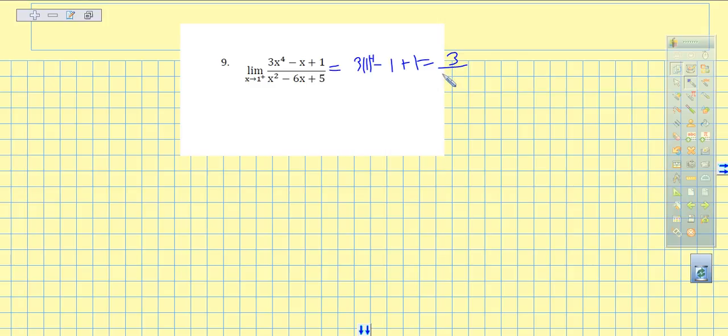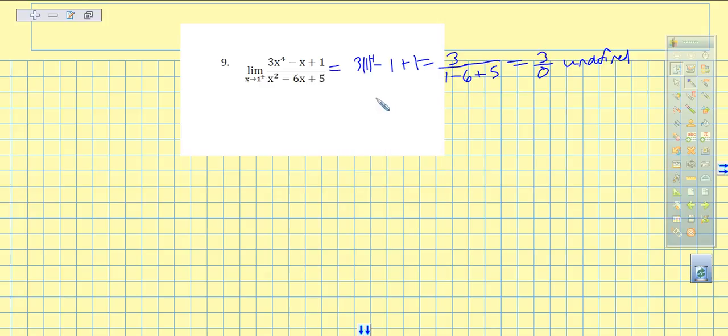And on the bottom, if you plug in a 1, you get 1 squared is 1, minus 6 times 1 is 6, plus 5, and of course that would be 3 over 0, which is undefined. So we have to see what happens.